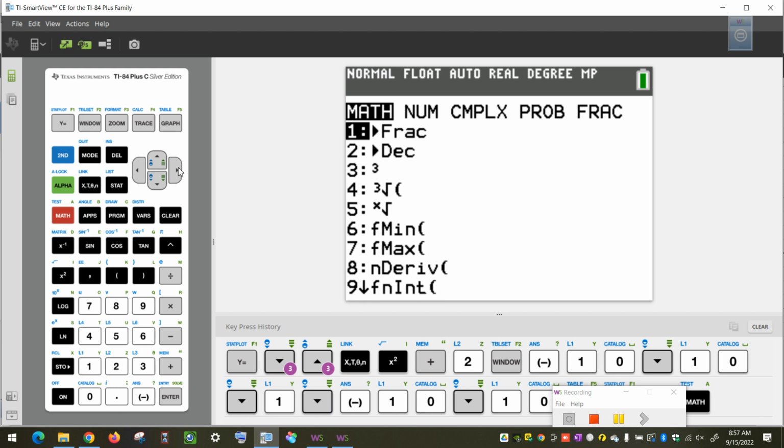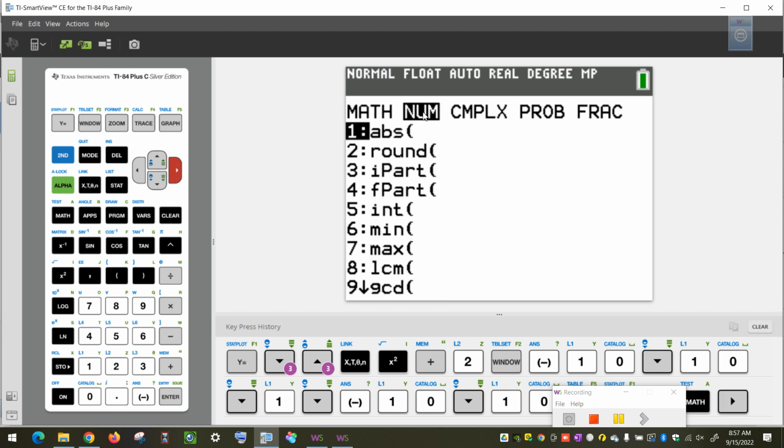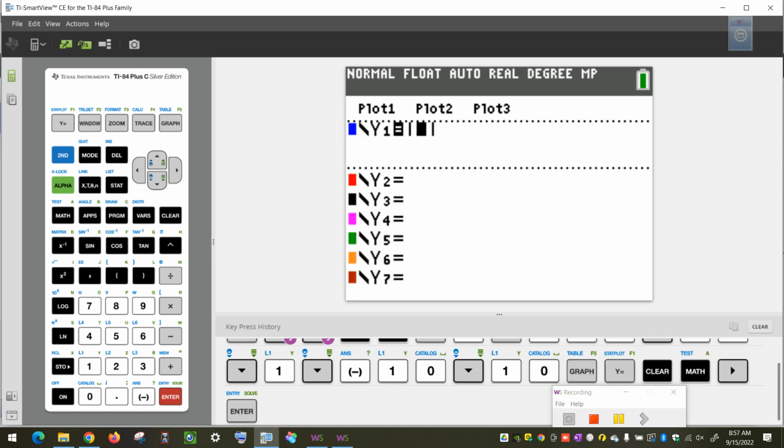Then we're going to arrow to the right to this menu here that represents, I think it just stands for number, N-U-M. And it's this very first option right here. So ABS, that stands for absolute value. Okay, so I'm going to press enter, and it's going to put it into the y equals here for me. Notice though that I still have to type something in. For the inside part, I'm going to type in an X. I'm going to go ahead and press the same X key that I did before.